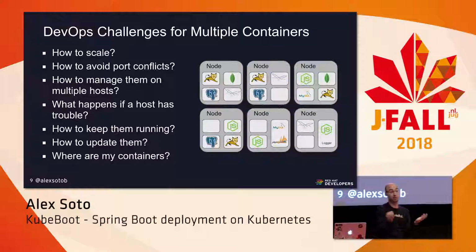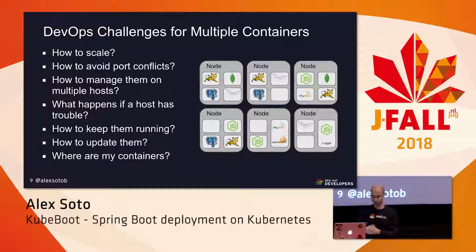What happens if a host is in trouble? What happens if my Docker host stops working? What can I do? How can I keep them running? How can I update them? At the end, there are some questions, right? I mean that Docker is awesome on the developer machine, but when we move up to production, then we might have problems.